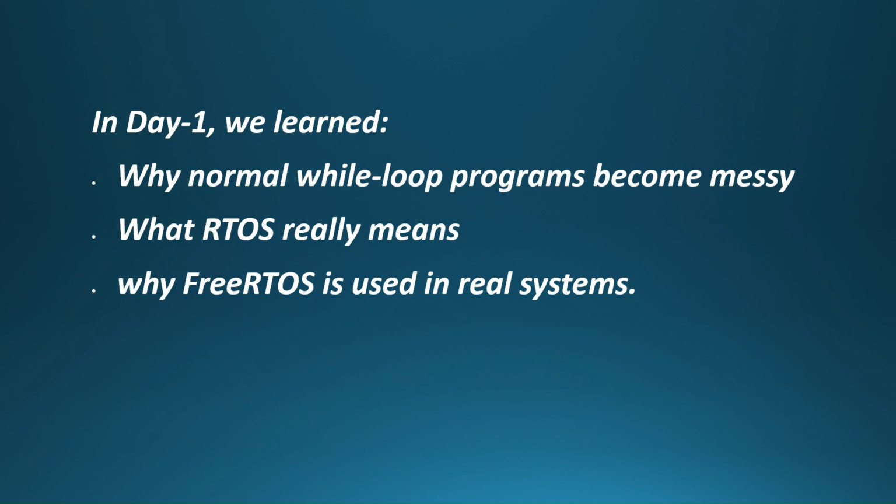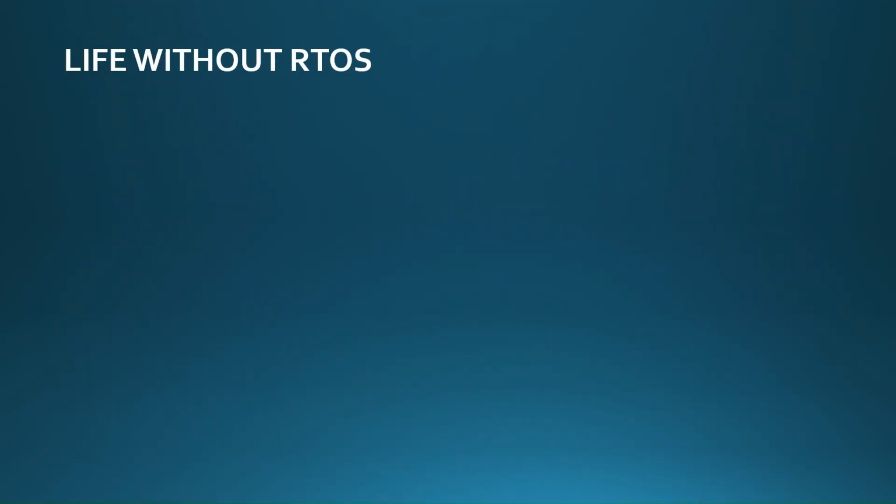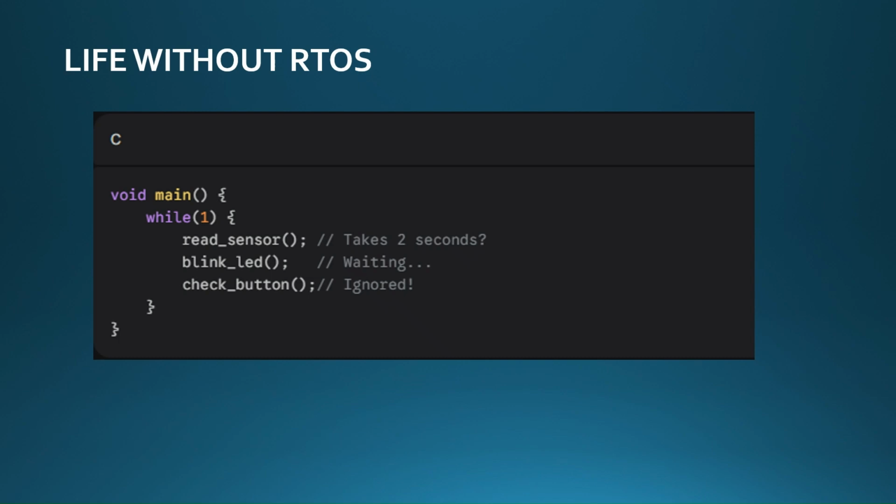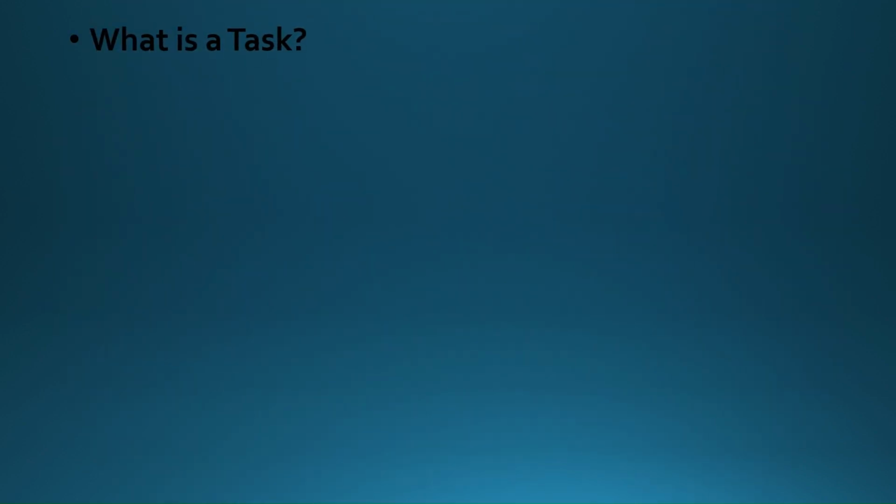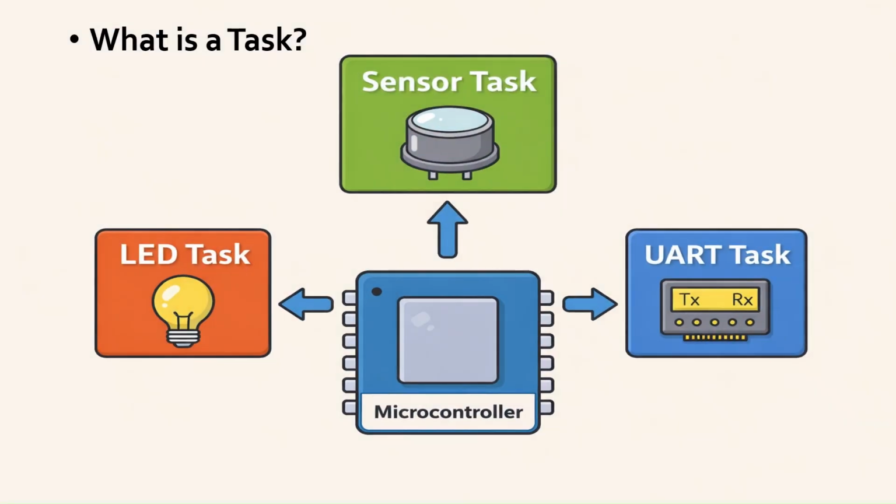So let's start with a basic question. What is a task in FreeRTOS? A task is just a function, but with superpowers. In bare metal programming, we usually write one big while loop. Inside that, we call LED blink, sensor, communication, everything one by one. But in FreeRTOS, each of these jobs becomes its own task.